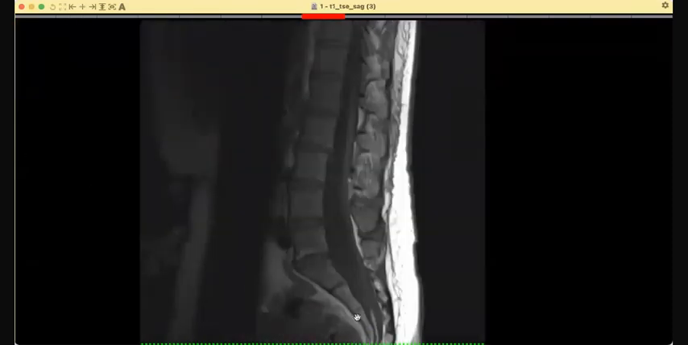If you go to the T1 weighted sequence, you can see this is the lipoma, and you have to ask for neurosurgical referral, and they will simply cut off this connection, and the patient will become asymptomatic. So that was your first case.